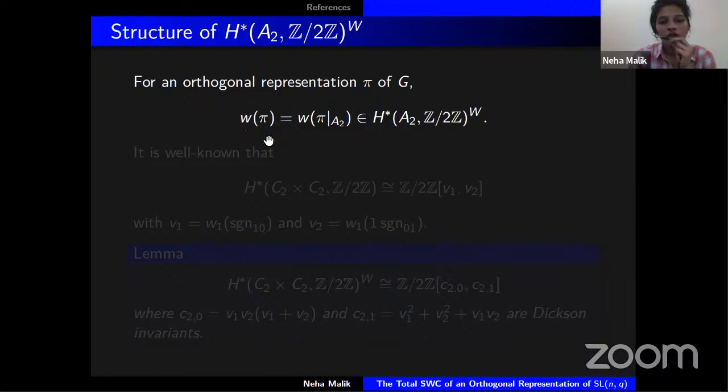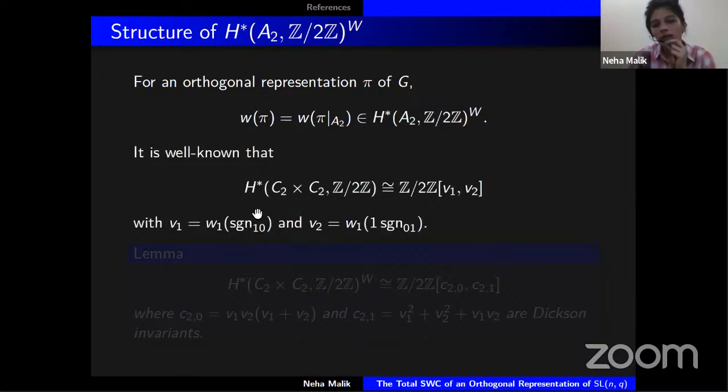Now for the total Stiefel-Whitney class corresponding to any orthogonal representation pi of G, due to our detection lemma, we have this equality, and this is an element inside this cohomology ring. So now we want to understand what the structure of this cohomology ring is, and it is well known that the cohomology ring of this Klein 4 group is isomorphic to this polynomial algebra with two generators, where V1 is the first Stiefel-Whitney class of sgn tensor 1, and V2 is the first Stiefel-Whitney class of, sorry, there is a typo, of 1 tensor sgn.